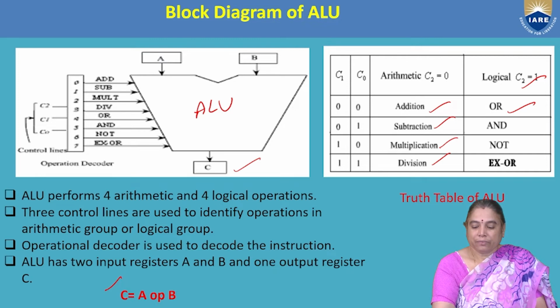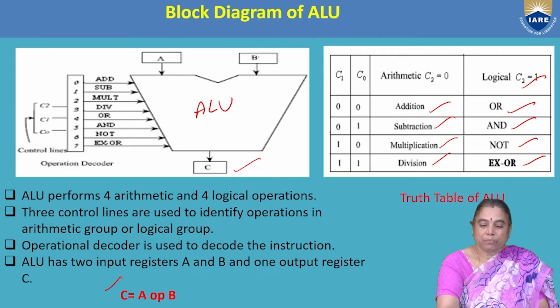And when C1, C0 is 0, 1, AND operation can be performed. And when C1, C0 is 1, 0, NOT operation is performed. When both the values are 1, exclusive OR operation can be performed. So in this way, the ALU can perform both arithmetic as well as logical operations.